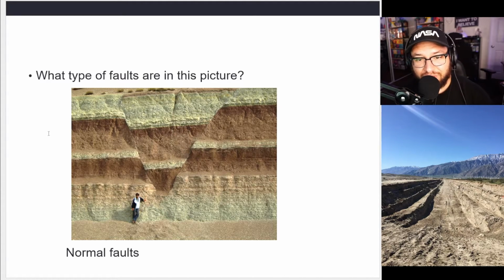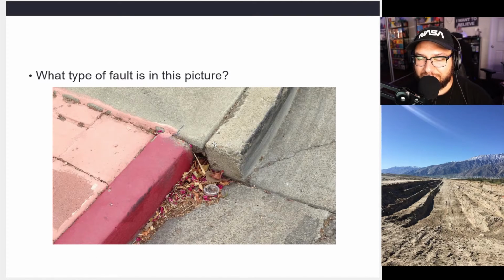If you said normal faults, you are correct. You see how the hanging wall went down. Therefore, it's a normal fault. And you have two conjugate normal faults. So these are both normal faults. Awesome. How about this one?